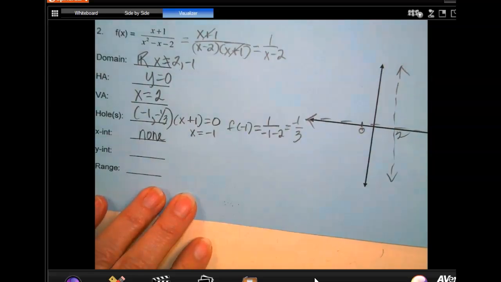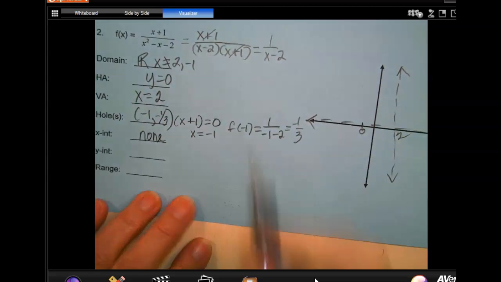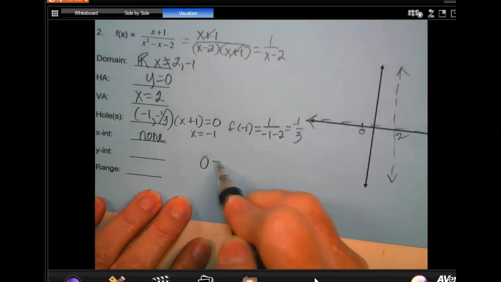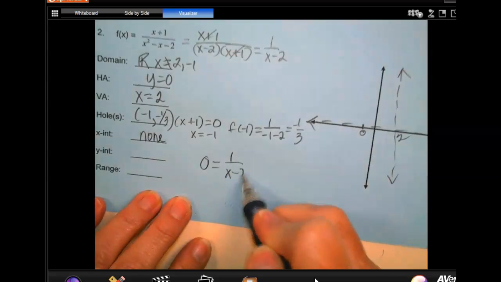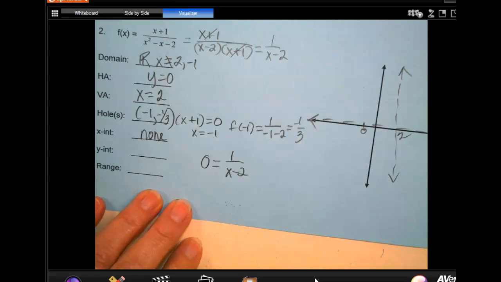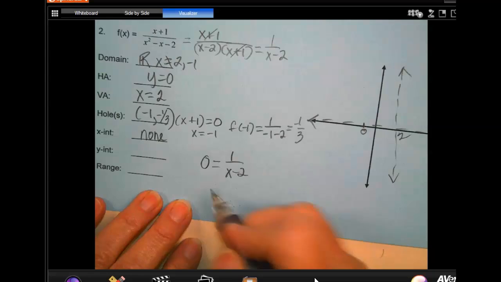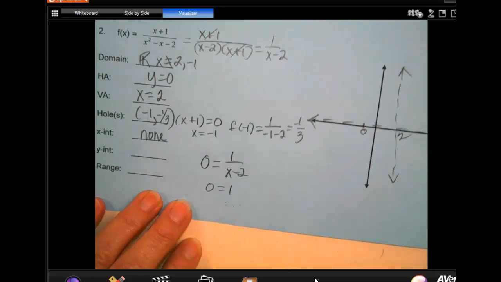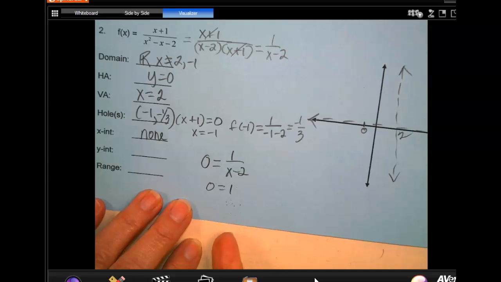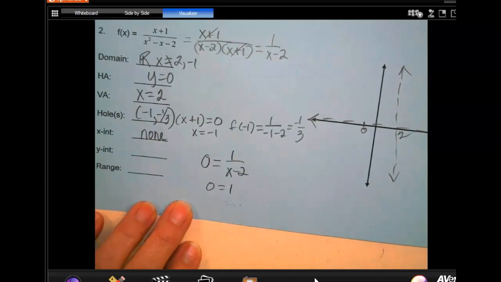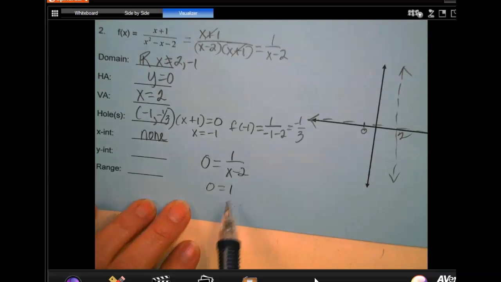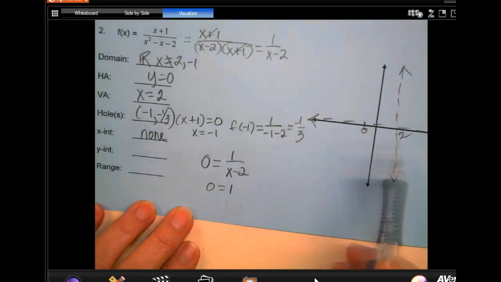If we did have an x-intercept, I would set this equal to 0. So watch what happens if you forget. If I put 0 equals this, what's 0 times x minus 2? 0, so I get 0 equals 1. Does that even make sense? Are there any x's there? No, so that means there's no x-intercept, okay? So if you end up with something like this, it means you don't have any.